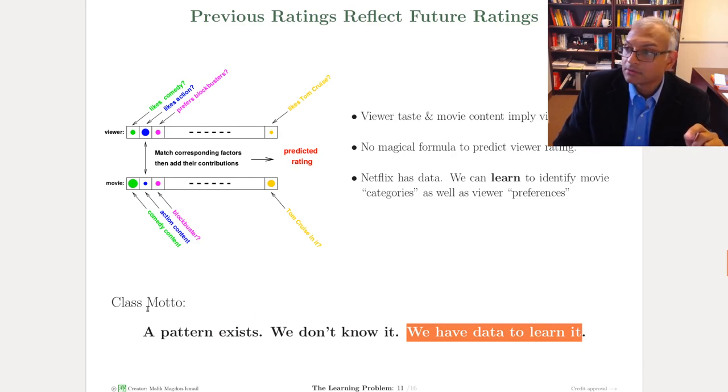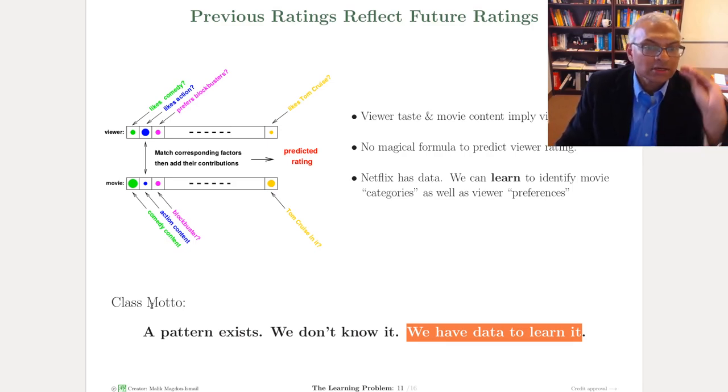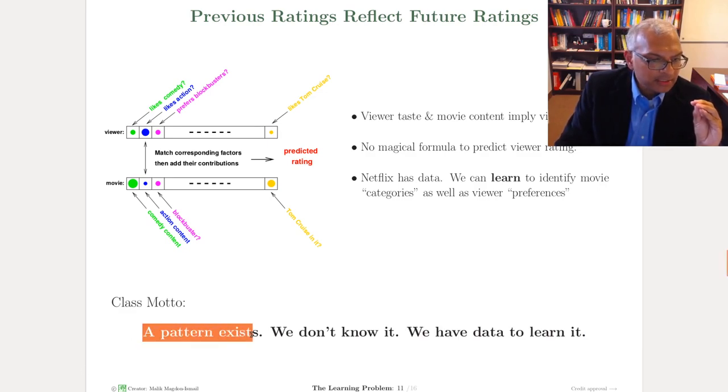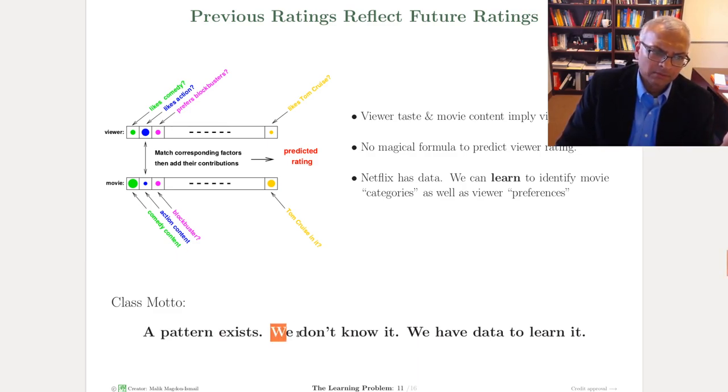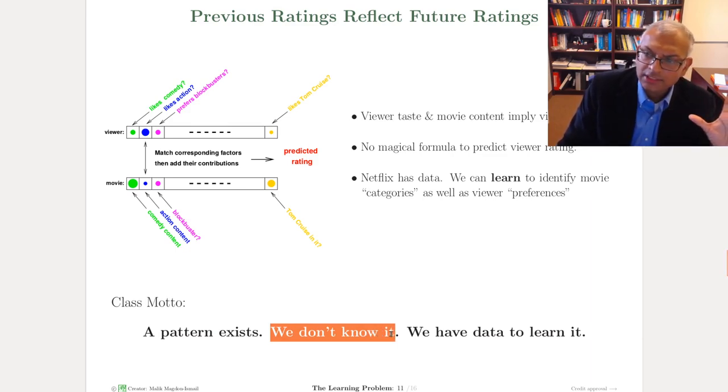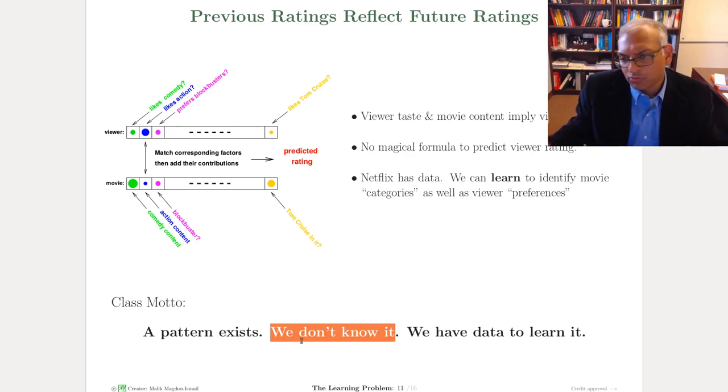So this is now going to be our class model. And why is this going to be our class model? Because this is exactly the situation in which machine learning applies. There is some pattern that exists, because if there's no pattern that exists, then there's nothing to learn. We don't know it, because if we did know it, again, there's nothing to learn. There's a pattern, we don't know it. At this point, we're stumped.